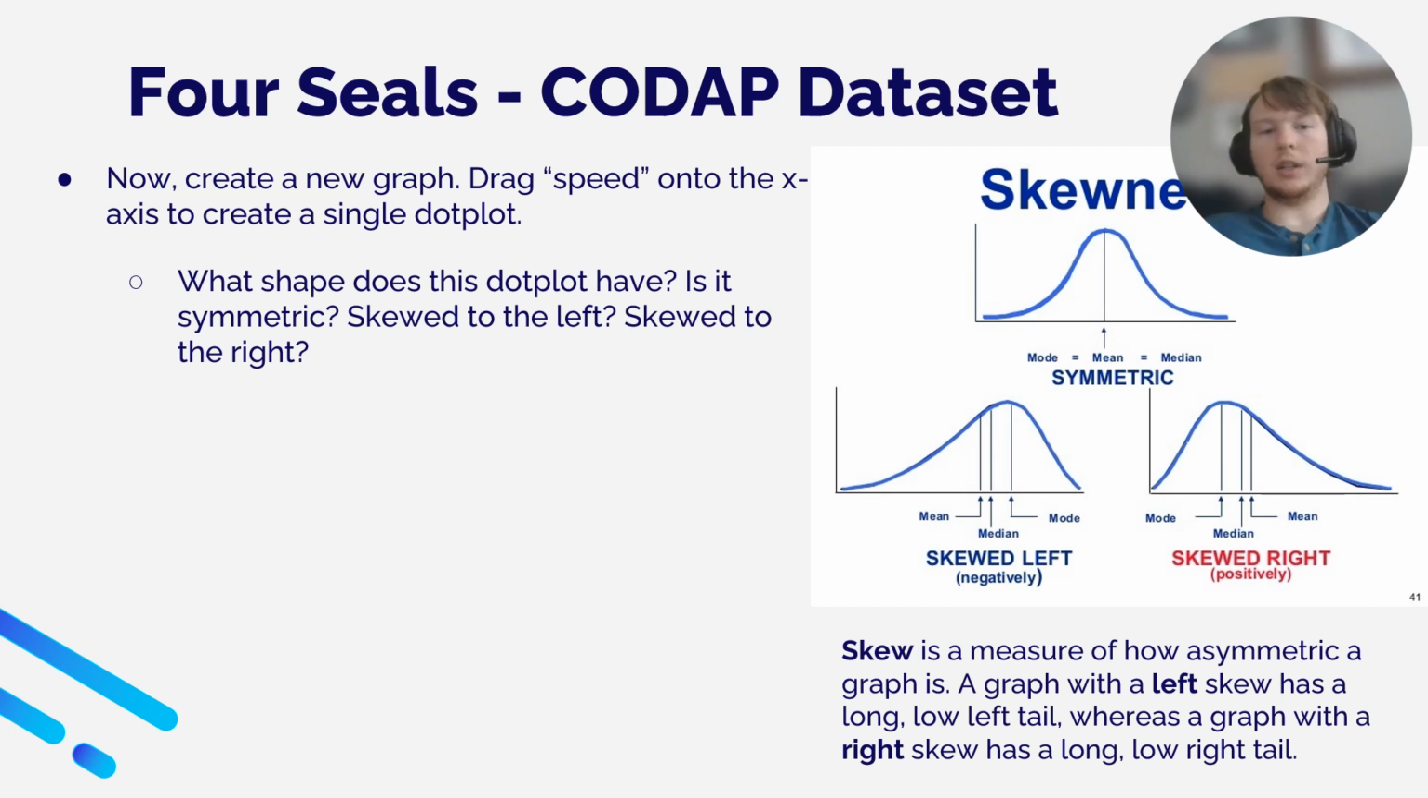We want students to create a new graph by dragging speed onto the x-axis. This should create a new dot plot. And this is a good opportunity to talk about the concept of skew. Graphs can obviously be perfectly symmetric. They can be skewed left, where there's a long, low tail off to the left side. And they can be skewed right, where there's a long right tail, or long, low tail off to the right side.